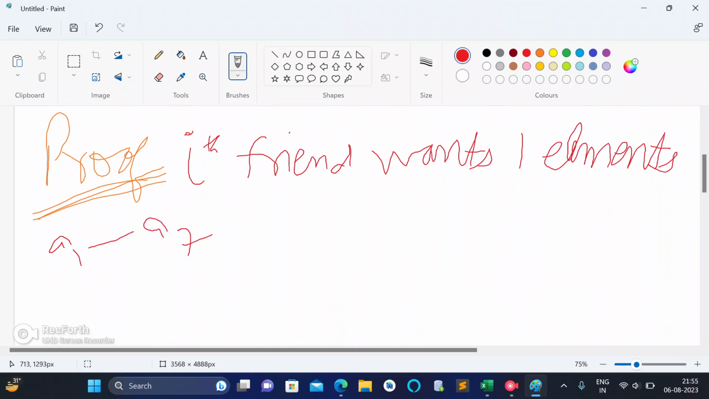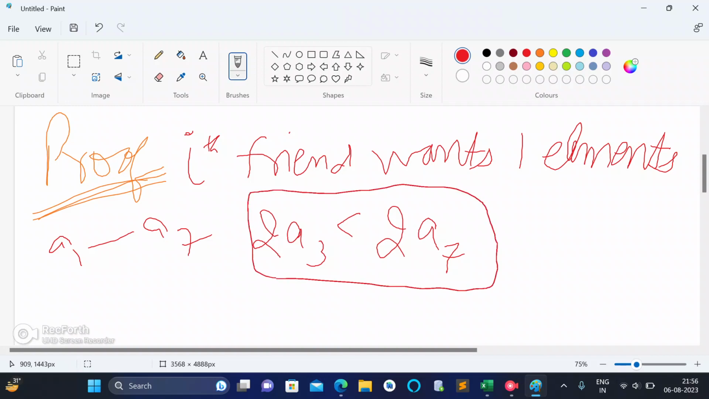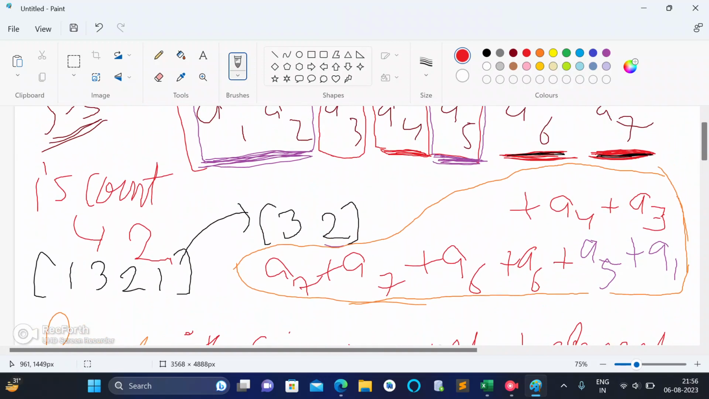In the above example, you can see I have taken numbers from a1 till a7. Suppose I say for the ith friend I will give him a3. What will it contribute to my answer? It will contribute 2 times a3. If I decided to give him a7, it will contribute 2 times a7, which is greater than 2 times a3. So don't you think if my ith friend wants only one element, it is better to give him the maximum element which is present?